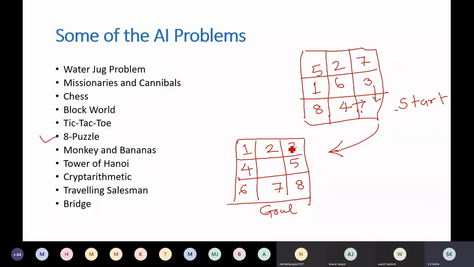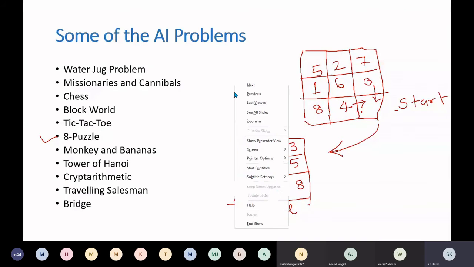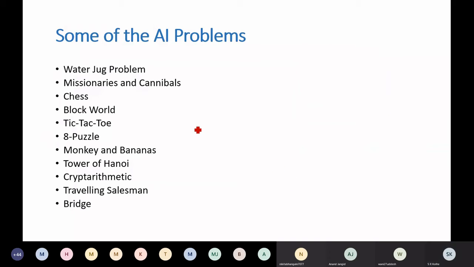Instead of tile numbers, you can have letters, or there may be some picture printed on those tiles, and you have to arrange that picture in correct form, something like that. A similar type of puzzle, right? This is the 8 puzzle problem. Understood? Yes, sir.